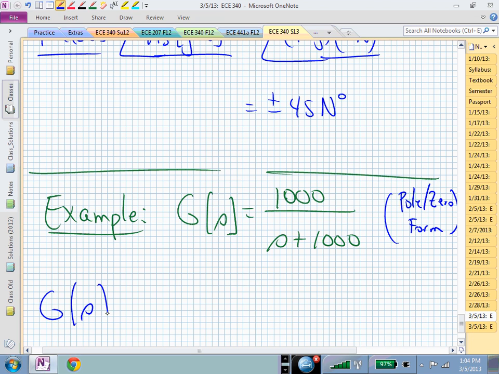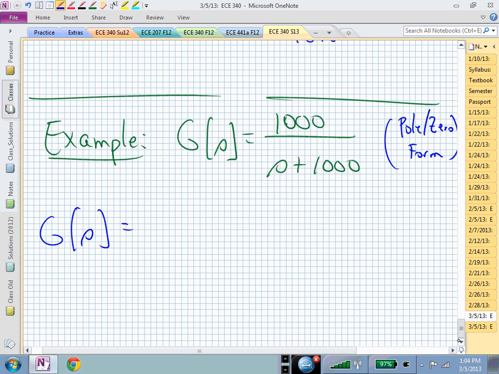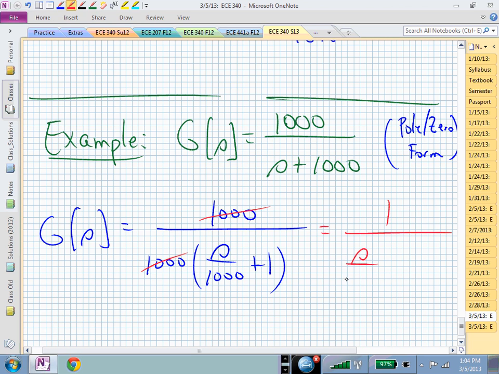If we're sketching Bode plots, we really want to transform that into time constant form. We can do that by factoring the pole out of the denominator. And I just so happen to give it a 1,000 in the numerator, and that makes it clean. Now I simply have 1 over s over 1,000 plus 1.